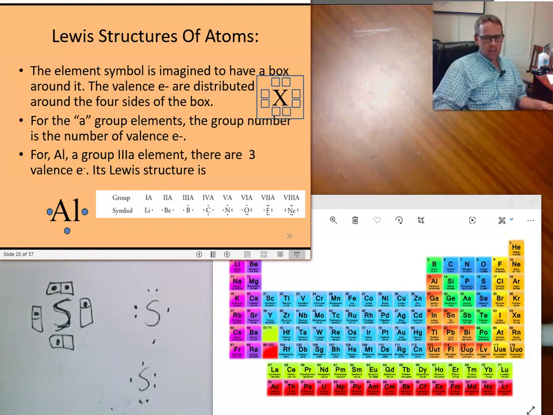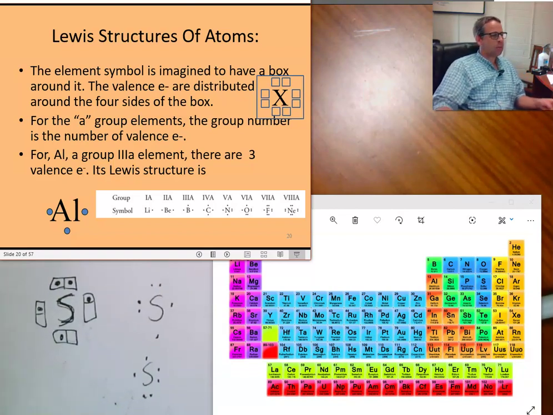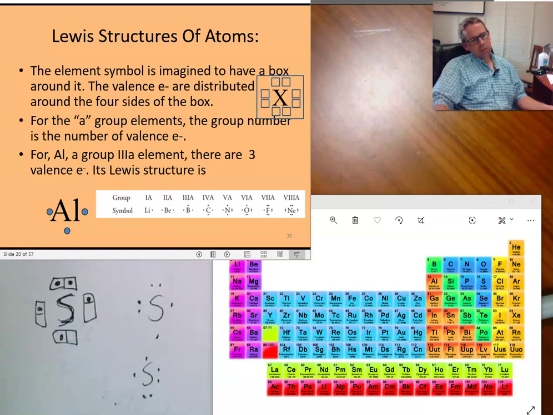Very good. So then, how about we identify some atoms here that we want to draw Lewis dot structures for. So here's one. Okay, there's iodine. Here's phosphorus. Here's nitrogen. Here's silicon. And here is selenium.